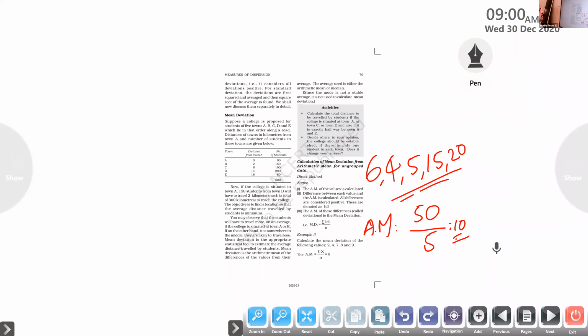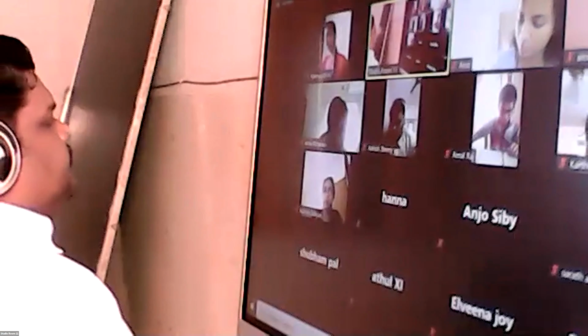I am informing you, there is no need of using negative signs here. Clear? Mean deviation is 6. Yes, mean deviation is 6. Fine, correct. All of you got the same answer? Everyone check your answer.